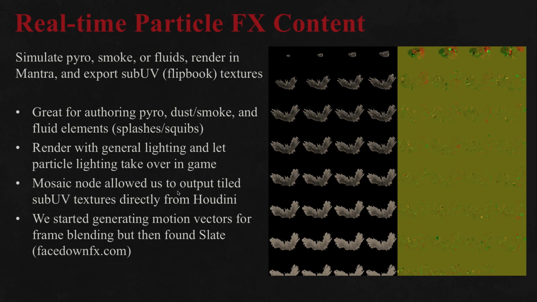Real-time particle effects content. We're rendering pyro fluids, flip fluids, and things like that, just rendering them out in Mantra. And we just use a mosaic node to spit out a sub-UV texture that automatically plays in game. It works very, very quickly, so we can just click on the raw output, spit out a texture that's game ready, so we don't actually have to go into Photoshop and composite it into a contact sheet or use a plugin or whatever.